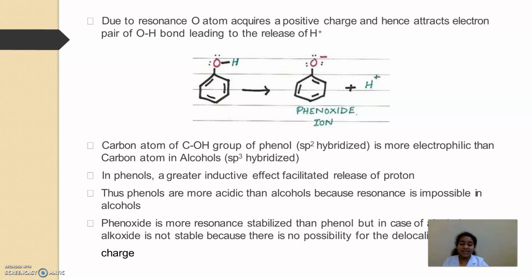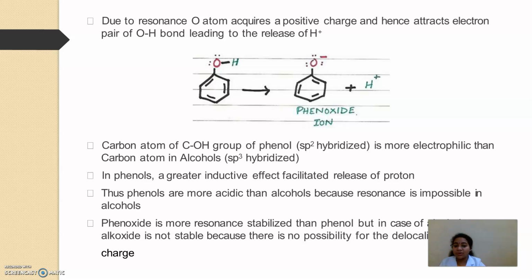So the definition of acids: those elements or compounds which can easily donate or release H plus. Check our phenol here: due to this plus charge on the O group, it can act as an electrophile, so it will lead to the easy removal of H plus, so it can act as an acid. And one more, the first reason is the resonance structure.